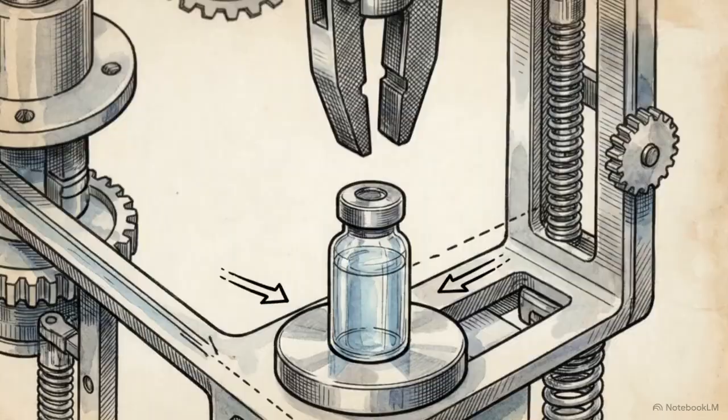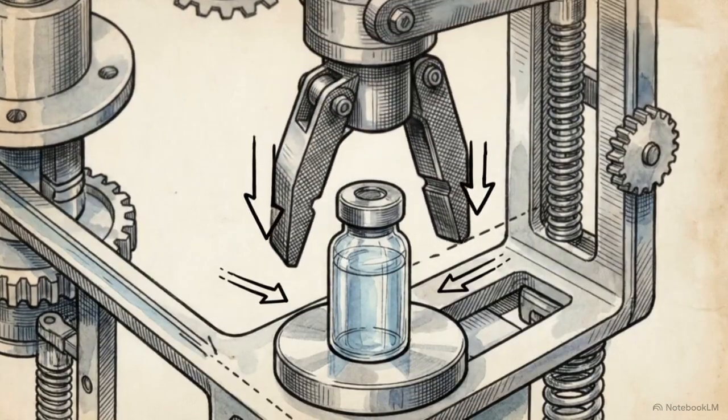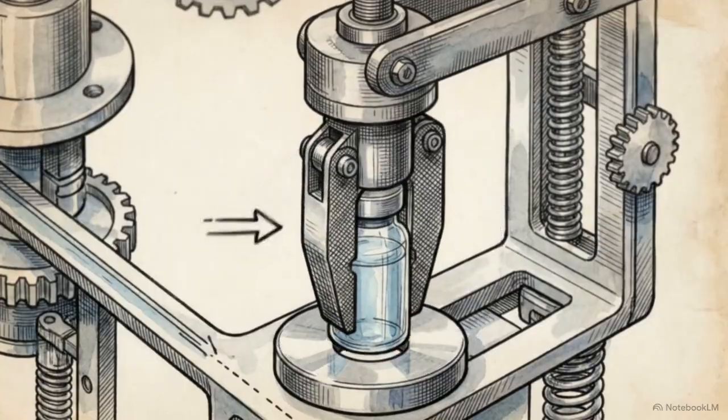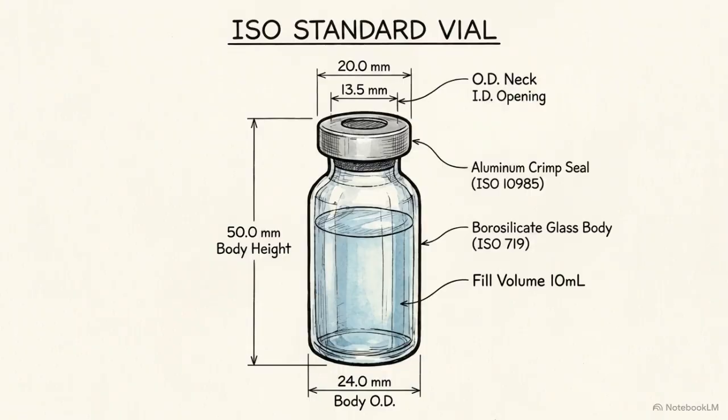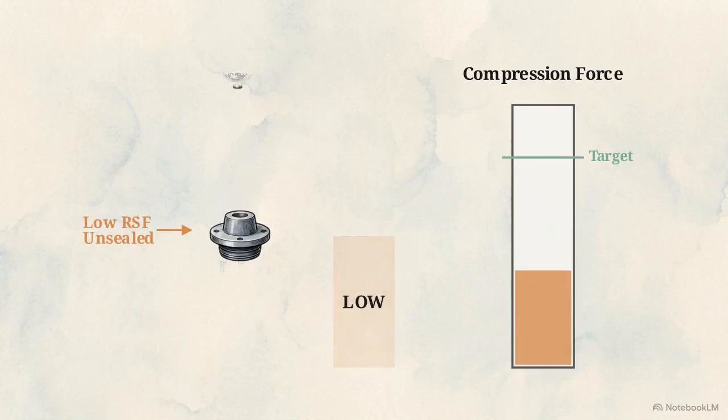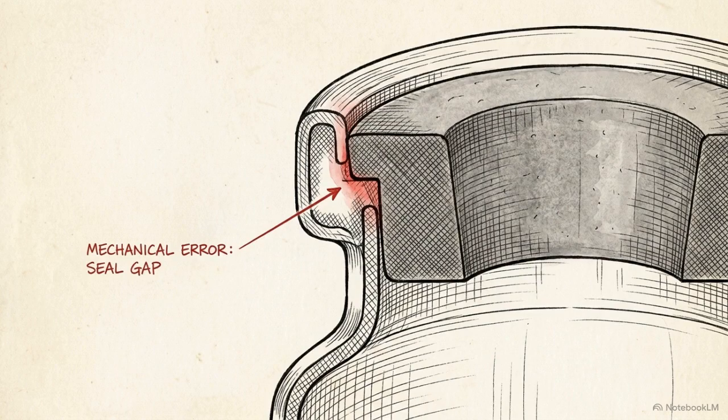Once the fluid is filtered and filled, the team faces the mechanical challenge of the container closure system. To meet the specific change part requirements of the CMO's automated machinery, the primary container was swapped to an ISO standard vial. This introduces a direct mechanical risk. If the capping machinery applies insufficient compression force on the stopper, the residual seal force drops. Low seal force guarantees container closure integrity failures, allowing environmental ingress and compromising the sterility of the final drug.